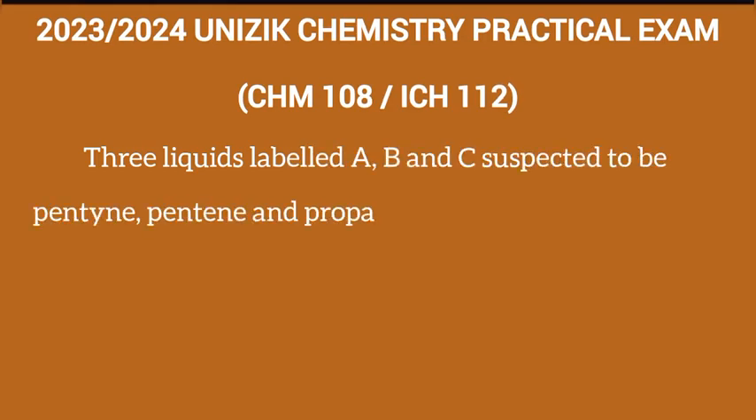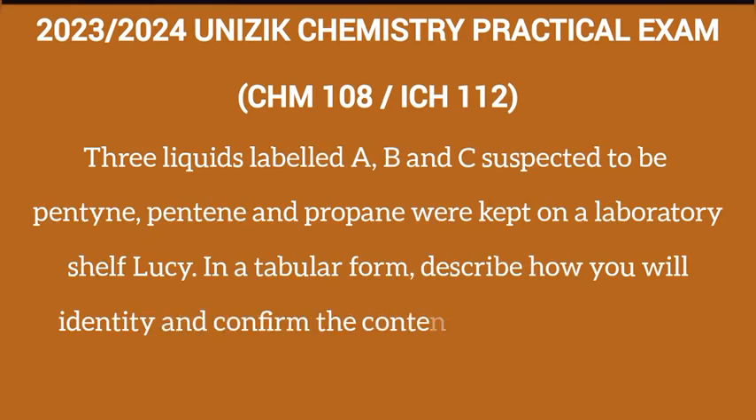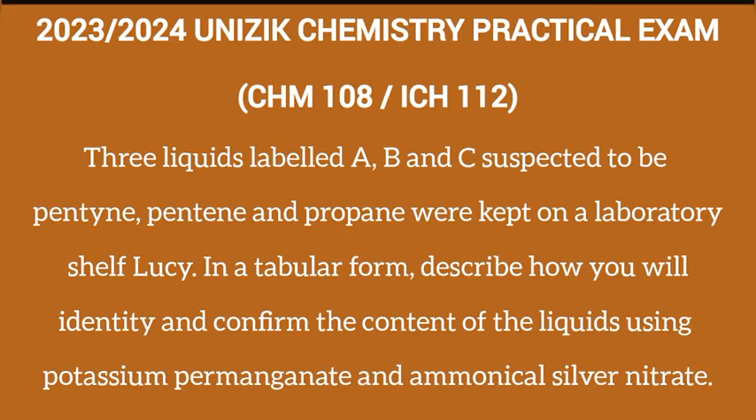Three liquids labeled A, B, and C, suspected to be pentyne, pentene, and propane, were kept on a laboratory shelf. In a tabular form, describe how you will identify and confirm the content of the liquids using potassium permanganate and ammoniacal silver nitrate.